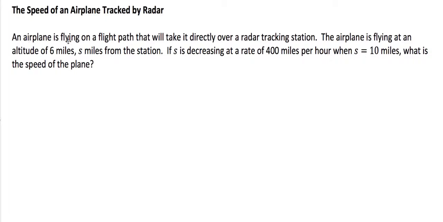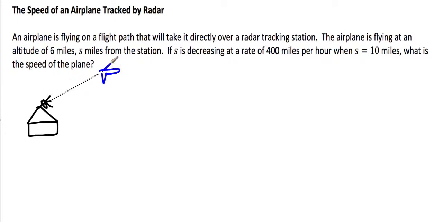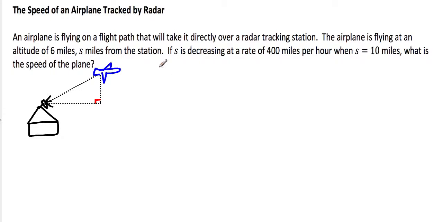In this example, it's talking about an airplane flying on a path above a radar tracking station, or above some type of building, and it gives us the altitude information and the distance of the plane from the station. So the first step, I'm going to sketch a picture. You should notice that if we're given the altitude, which is the perpendicular distance, we want to set up this right triangle here. And then I'm going to assign some variables for all of the parts of that right triangle.